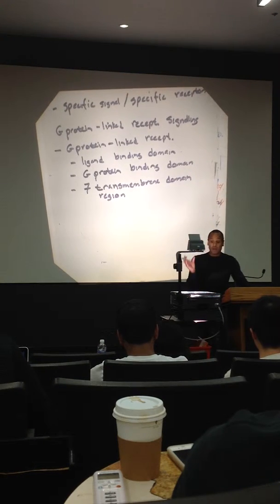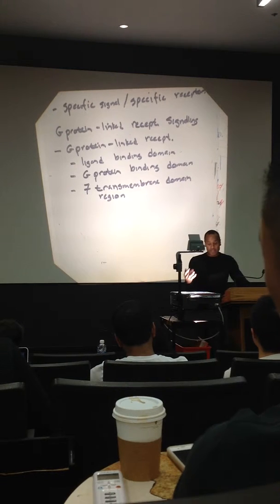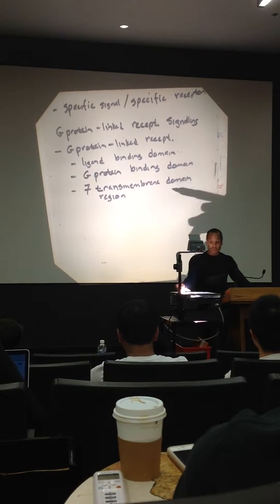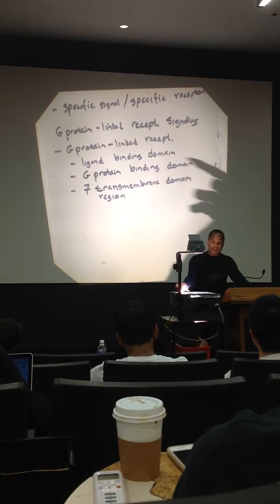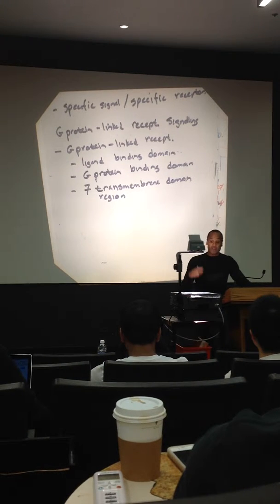So G protein linked receptors all have a very similar structure. And again, the idea is that the ligand binds to the ligand binding domain. That causes a conformational change that is transmitted through the 7 transmembrane domain region into the GTP binding domain. And that change in the GTP binding domain region is what allows the G protein to be active.